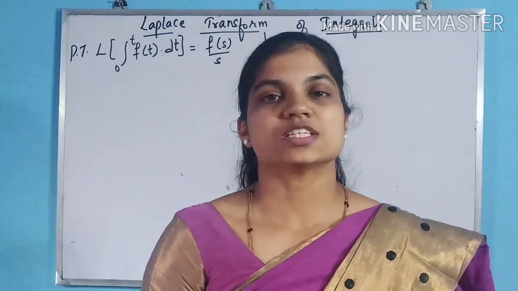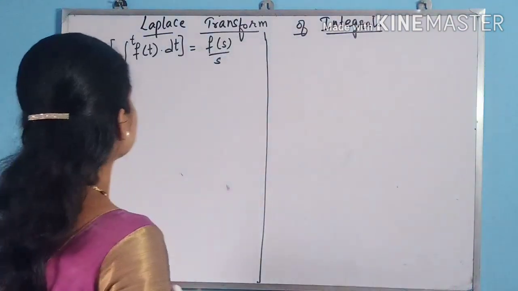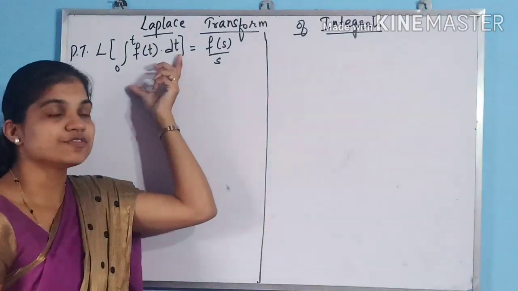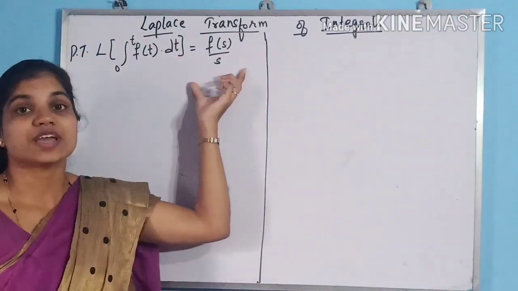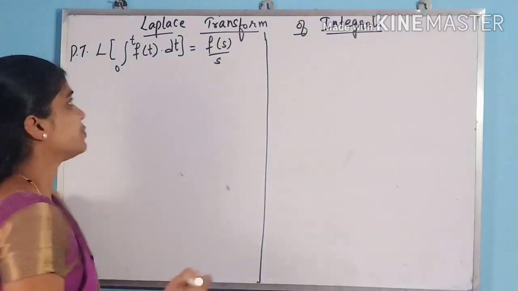In Laplace transform of integrals we are going to prove that the Laplace transform of integration 0 to t f of t dt is equal to F of s by s. So we're going to prove this, right? So let's prove it.